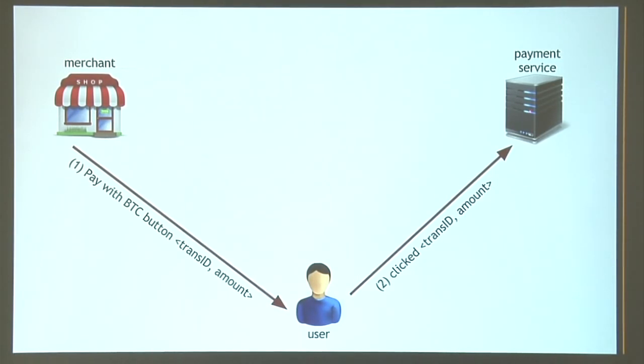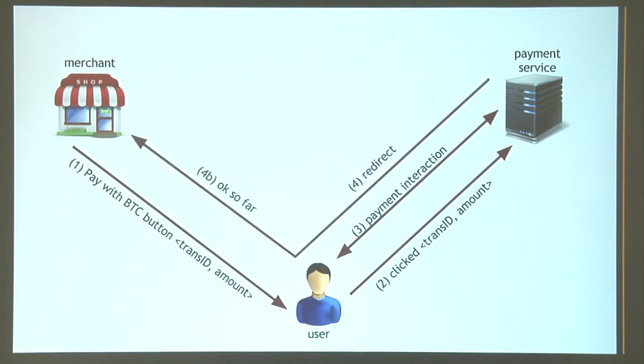When that happens, now the payment service knows that this customer, whoever they are, wants to pay a certain amount of bitcoins, and so the payment service will pop up some kind of a box or do some kind of an interaction with the user, in which the user will receive information about how to pay, and the user will then initiate a Bitcoin transfer to the payment service. Once the user has created that payment, then the payment service will send back information.